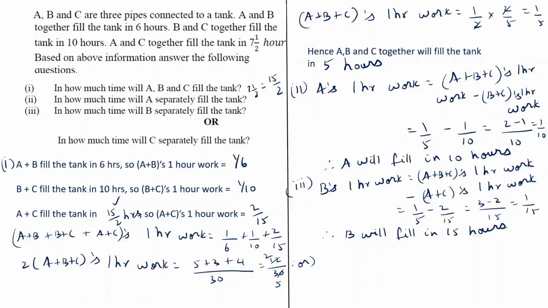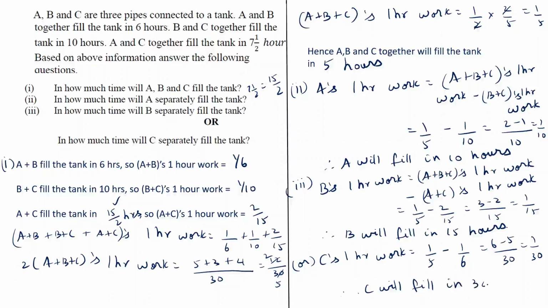And then the last part of the same: C's 1 hour work will be A plus B plus C's 1 hour work, 1 by 5, minus A plus B's 1 hour work, 1 by 6. So this is 6 minus 5 by 30, which is 1 by 30. Therefore C will fill the tank in 30 hours.